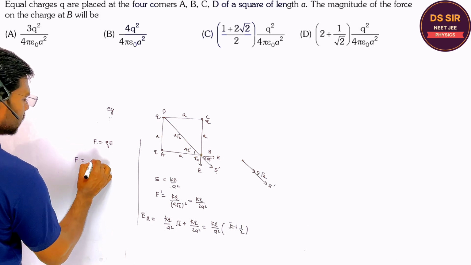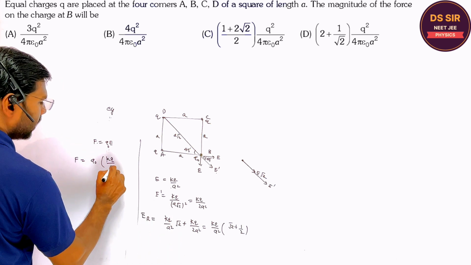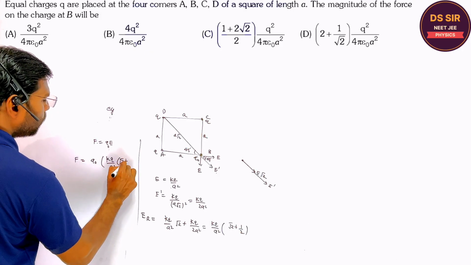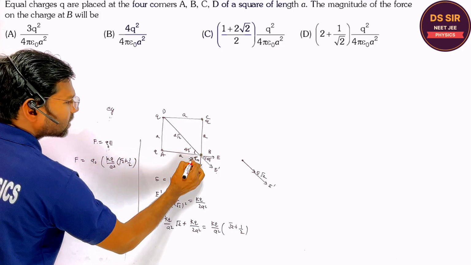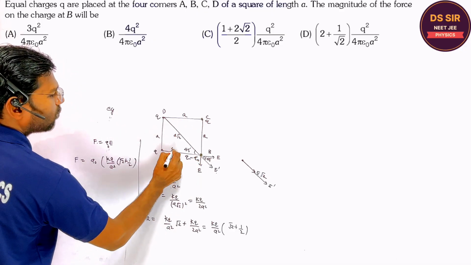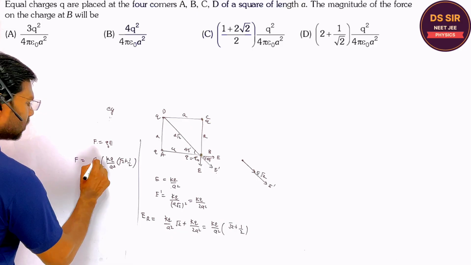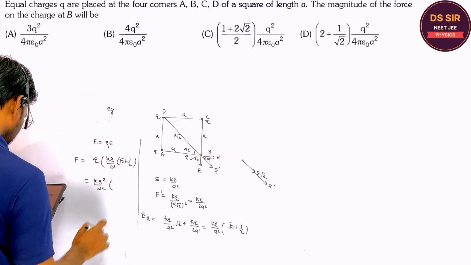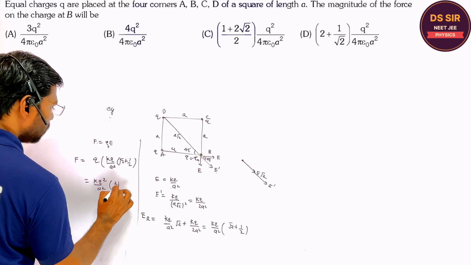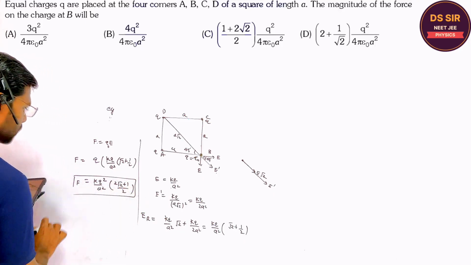The net force may be written as Q node into E. This is KQ upon A square times root 2 plus 1 upon 2. But this Q node is nothing but the same charge Q placed over here, so I am writing Q node as only Q. So the answer is KQ square upon A square, and multiply by 2 root 2 plus 1 upon 2. This is the force. You understand?